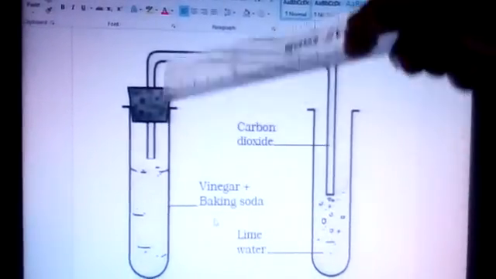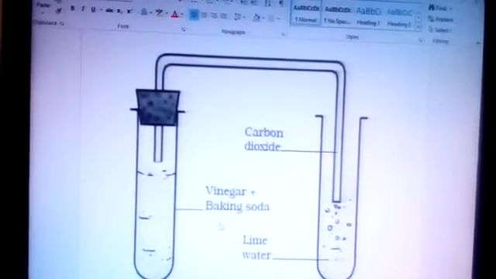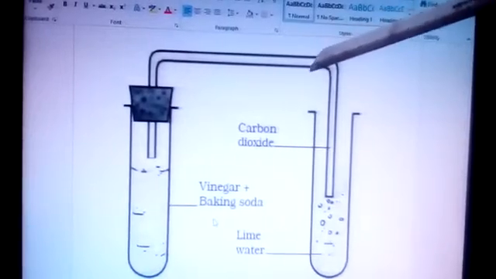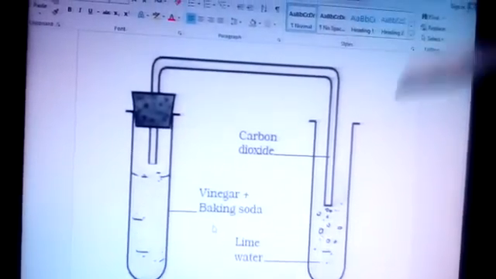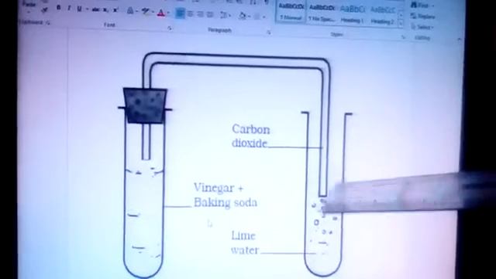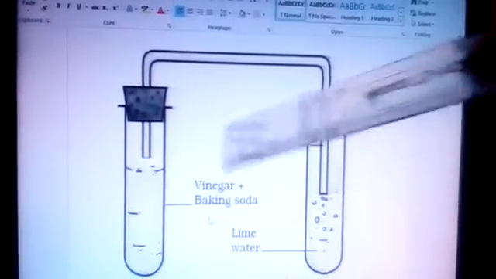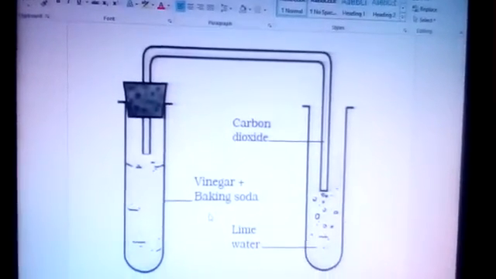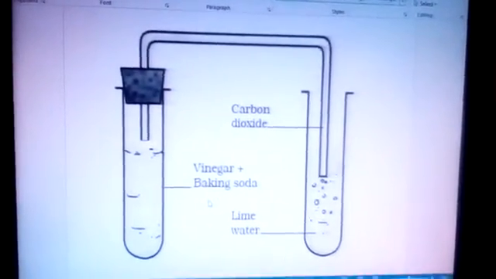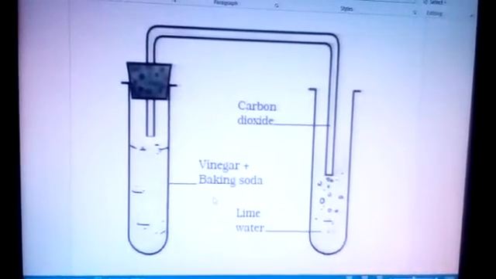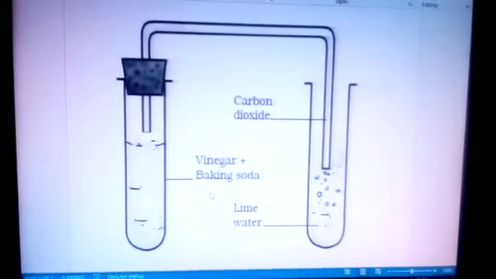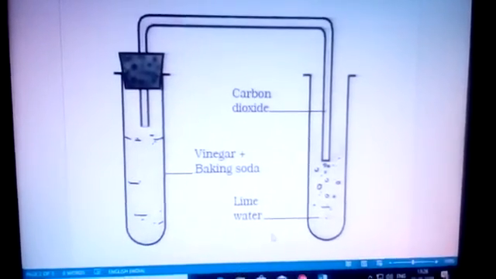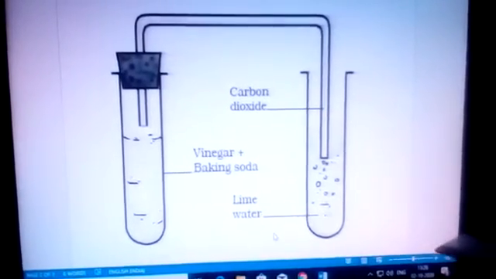You can see the bubbles of gas passing through this cork. Now pass this gas through freshly prepared lime water, as shown in the figure. What happens to lime water? There is a change. Now the change in the test tube is shown like this. Carbon dioxide reacts with the lime water and it becomes milky.